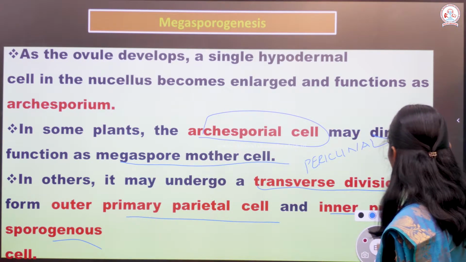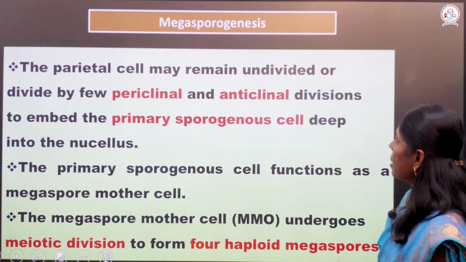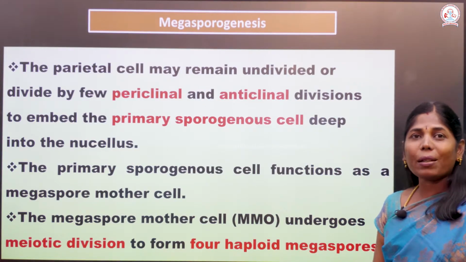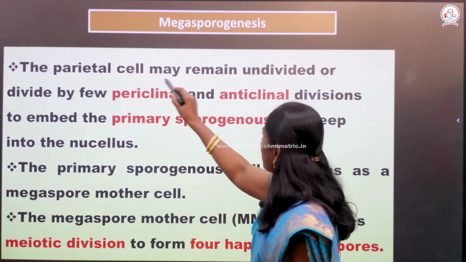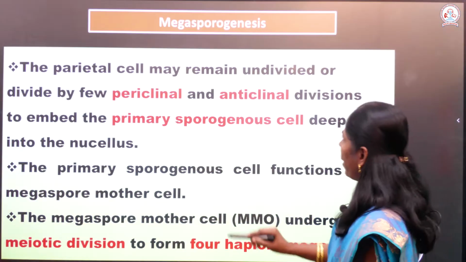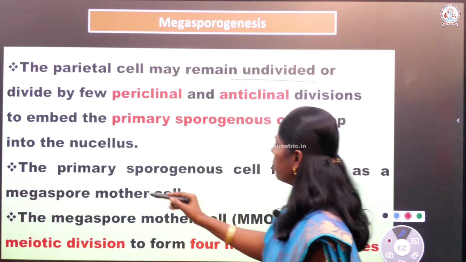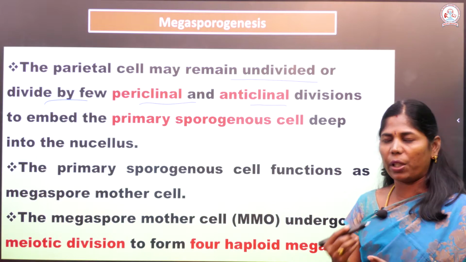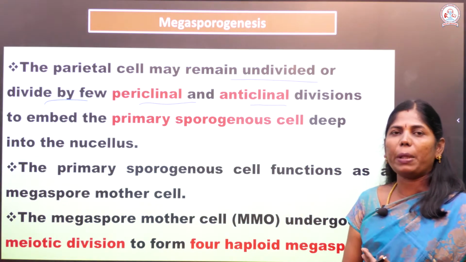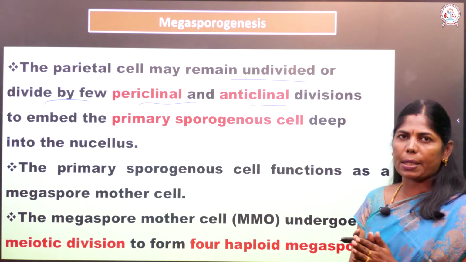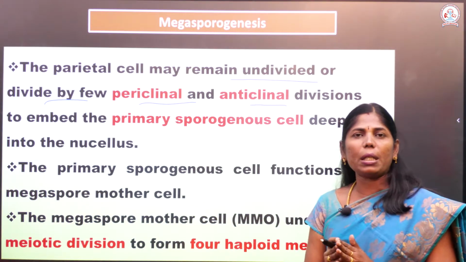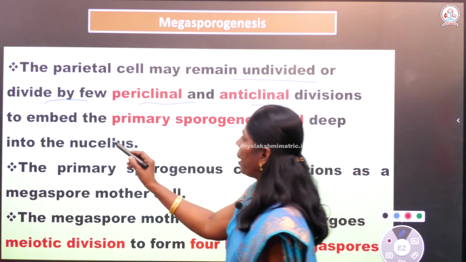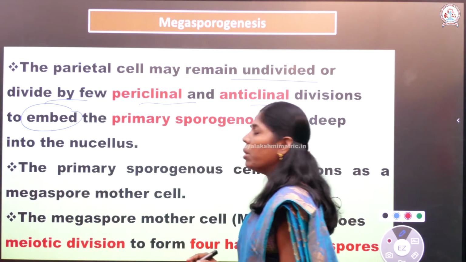Okay, the primary sporogenous cells give rise to the megaspore mother cell. The parietal cells may remain undivided, otherwise they may divide by periclinal and anticlinal divisions. I already explained this in the previous video. A periclinal division means the division is parallel to the neighbor cells. Anticlinal division means the division is perpendicular to the neighbor cells. That's the anticlinal division.